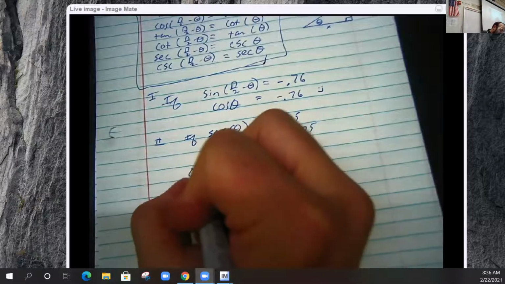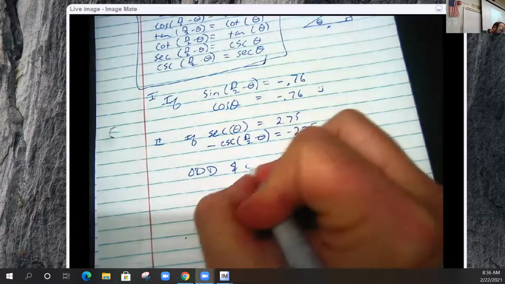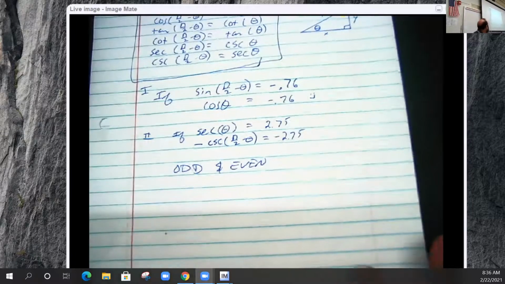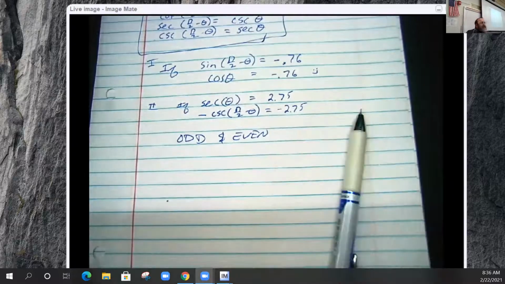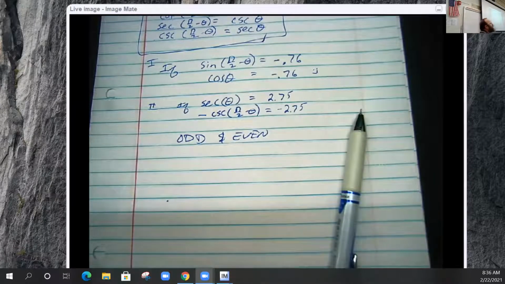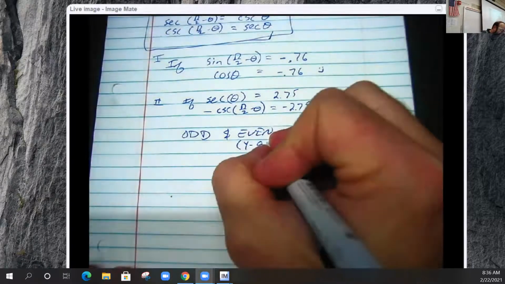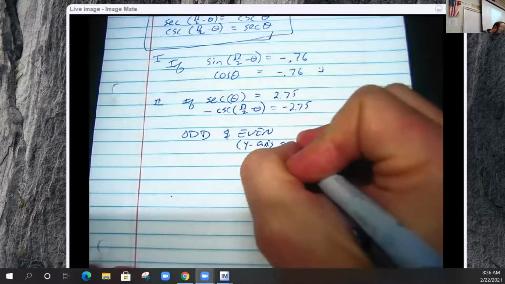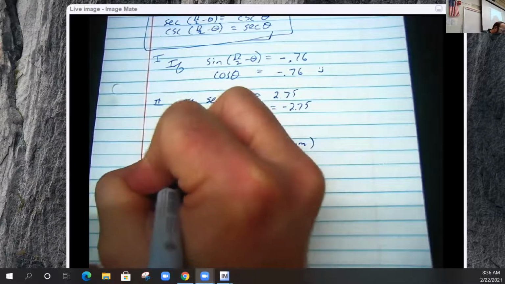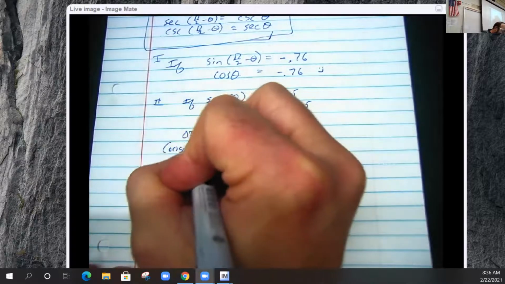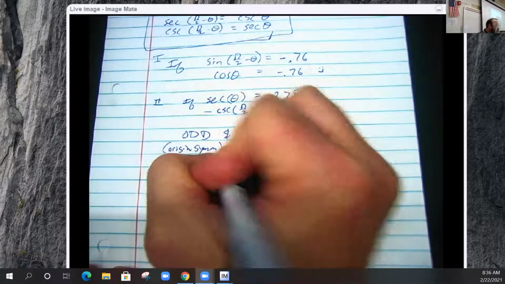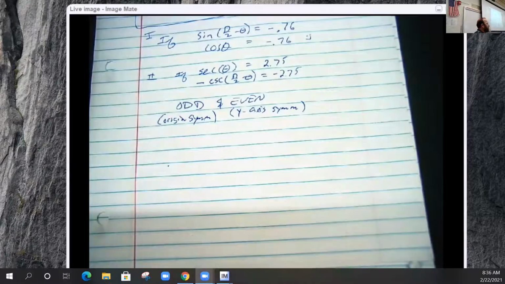Second one. Sorry, blast from the past, odd and even. Now, as it turns out, when you look at these functions, every single one of them, all 6, will be even or they will be odd. So what you want to remember is even functions had y-axis symmetry. Odds had origin symmetry. Now, I am not going to choose to prove these to you. I'm just going to show you them visually.